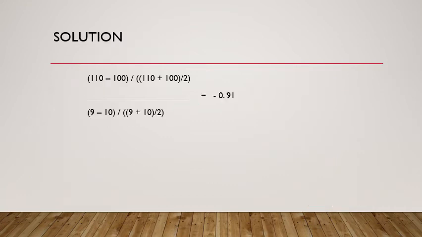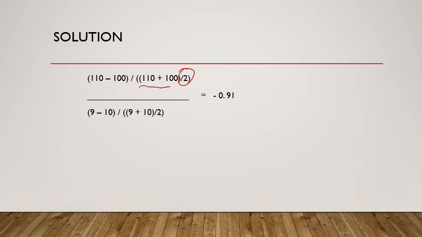Well, here's the solution. All right, 110, that's QD2. 100, that's QD1. And here we add QD2 and QD1 and we divide by 2. Again, why do we divide by 2? Because we're taking the average along that segment of the demand curve.